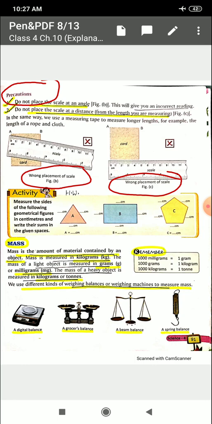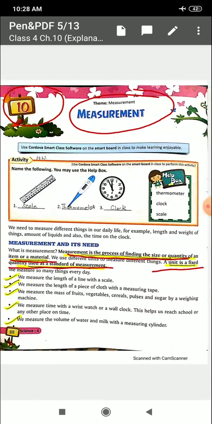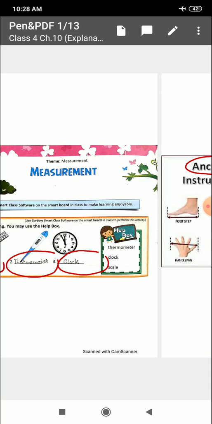So this is the activity which is given in your book. This is your homework. You have to measure the sides of these figures, and then you need to find out their sum and write down the sum in the given space. So children, today we discussed length, the basic units and instruments to measure length. I'll just recap what I have discussed in today's class.